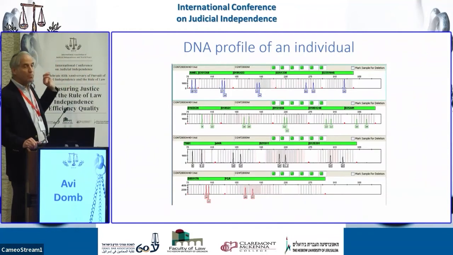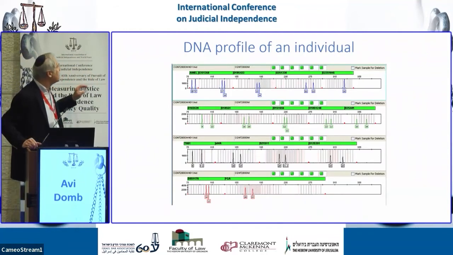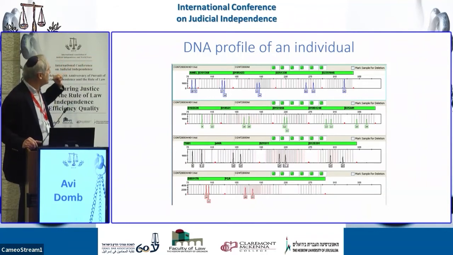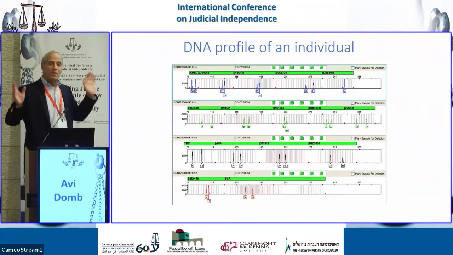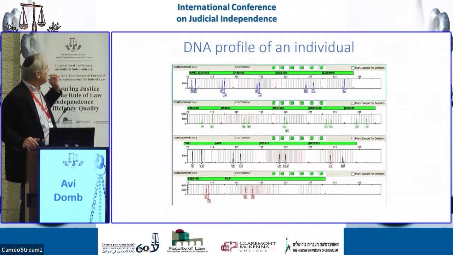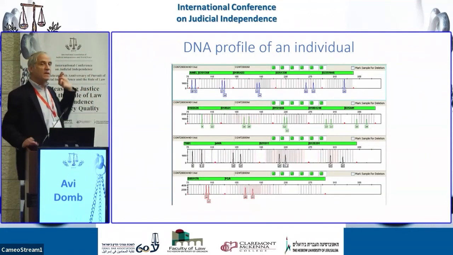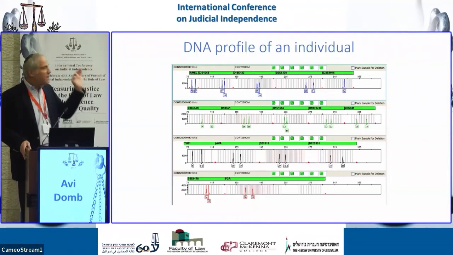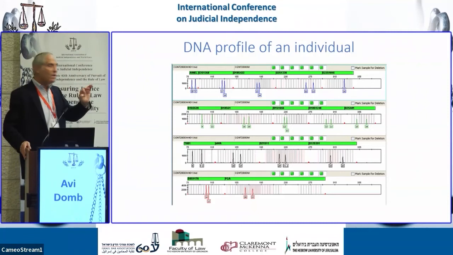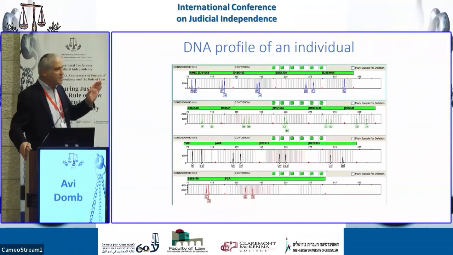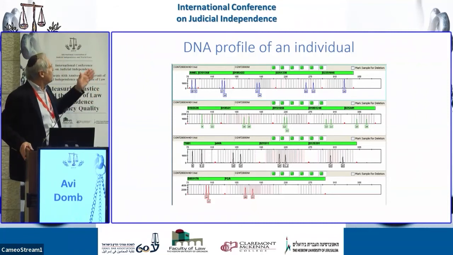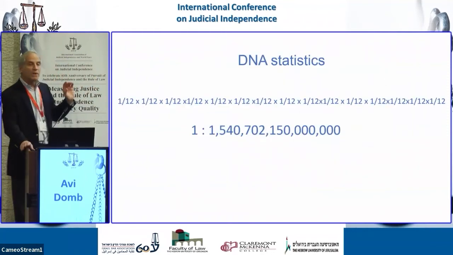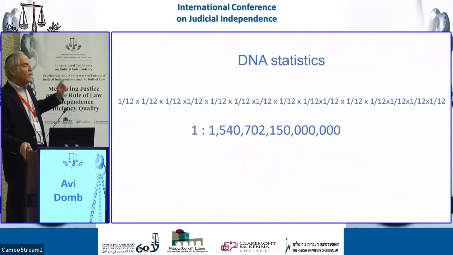So how a typical profile looks like, it's a collection of numbers, or you can see here peaks. XY means that this is a male, and the number 17, 18 means that it has 17 repeats from the mother or father, 18 repeats from the mother or father, and then in the next location, it has only 13 and 14, etc.